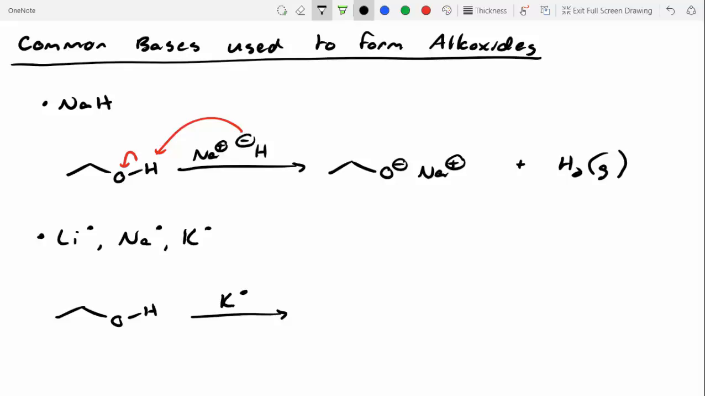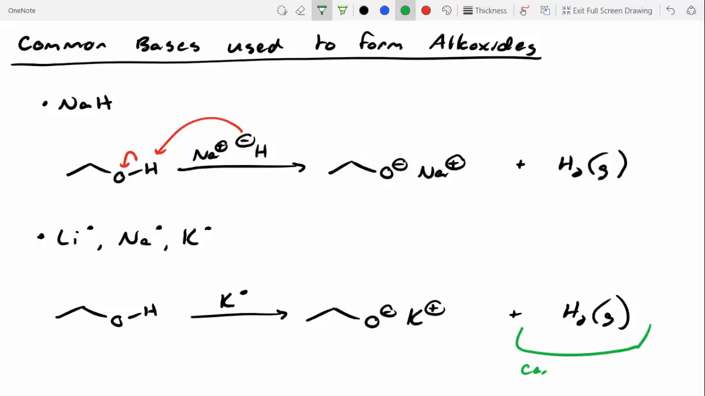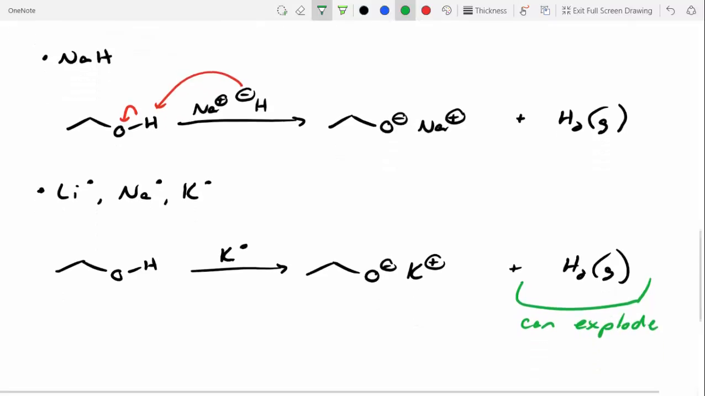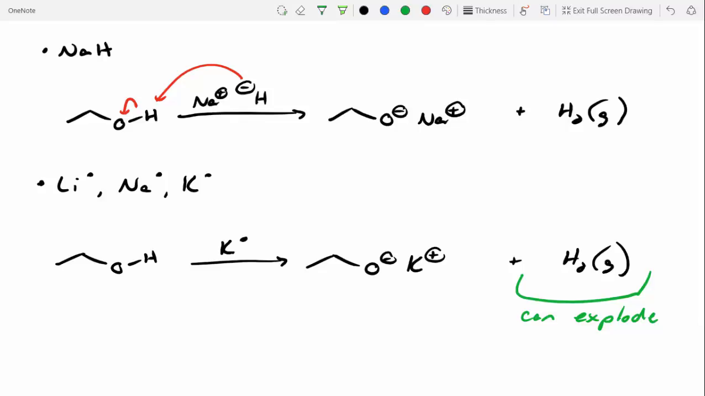In this example, I'll just use potassium, where you generate your alkoxide plus hydrogen gas. However, it can explode. Oftentimes when chemists are doing this, they have to be extra careful. And oftentimes they'll use sodium over potassium because it's a little less reactive. However, people occasionally use potassium too.